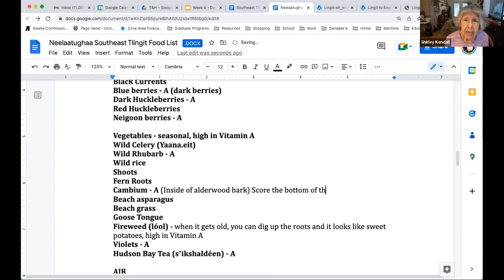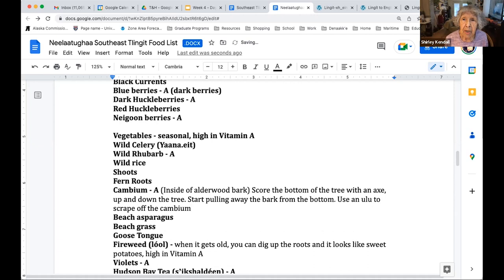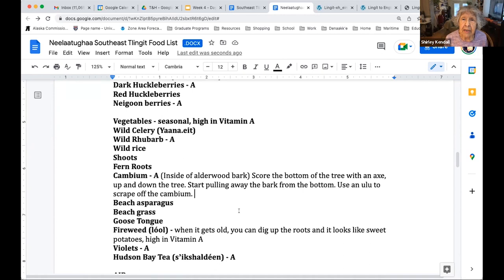Then my brothers would go and start pulling from the bottom, and just peel the bark away. And my mom would be sitting with her little ulu to get that cambium. My dad would give her a piece of bark that was shaped like a tray, and she would peel that into that and have another bark where she can start piling it. And it's bright orange, carrot color, exactly.